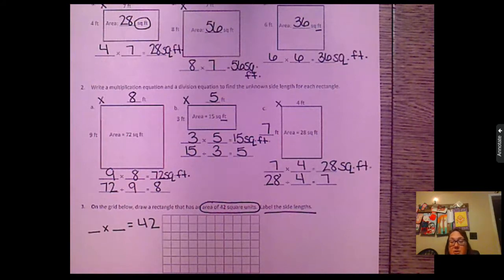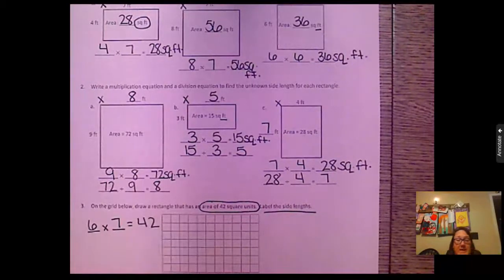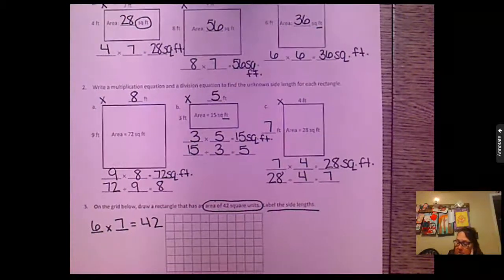So if you want to pause it and just think about that for a little bit, or if you already know, that's super duper amazing. All right, what'd you come up with? Did you come up with 6 times 7 or 7 times 6? They would both work because of the commutative property, right? Good job. Good. So to draw that, we want to draw right on the grid below.